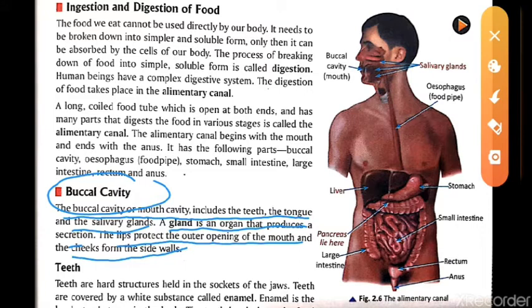Now if we talk about the buccal cavity, it includes three things: the teeth, the tongue, and the salivary gland. Now what is this salivary gland? Actually, a gland means the one that secretes something. It is the organ that produces a secretion, so that is called a gland. The salivary gland secretes the saliva enzyme.